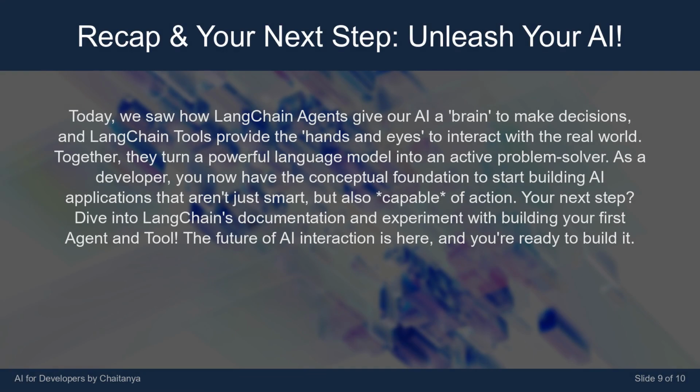Today, we saw how LangChain agents give our AI brain to make decisions. And LangChain tools provide the hands and eyes to interact with the real world. Together, they turn a powerful language model into an active problem solver. As a developer, you now have the conceptual foundation to start building AI applications that aren't just smart, but also capable of action. Your next step? Dive into LangChain's documentation and experiment with building your first agent and tool. The future of AI interaction is here, and you're ready to build it.